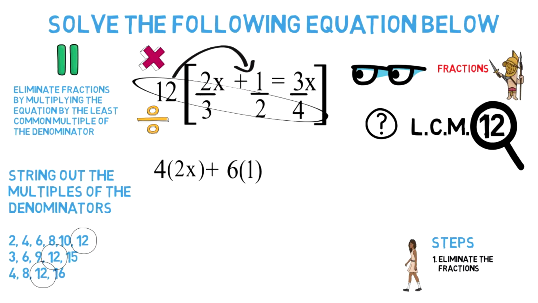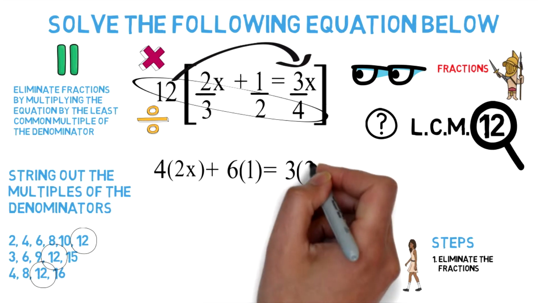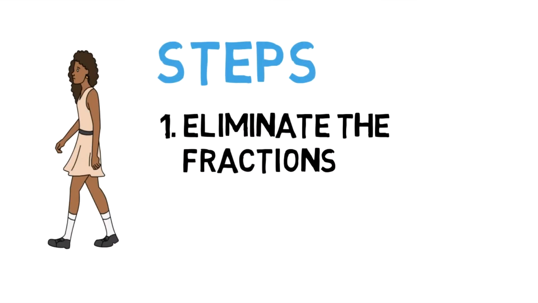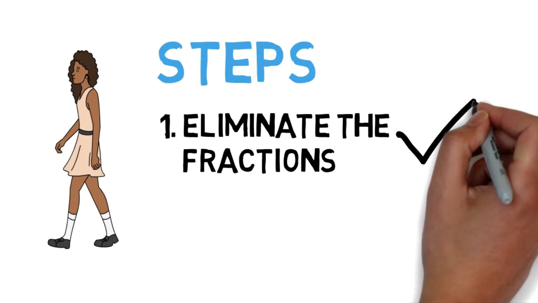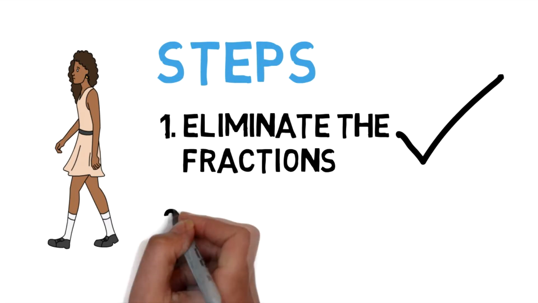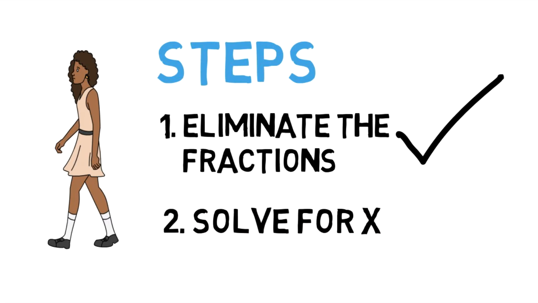Continue the process. 12 divided by 4, and then multiply that by 3x. 12 divided by 4 is 3, and then multiply that by 3x. Let's take a look at what we have here: 4 times 2x plus 6 times 1 equals 3 times 3x. We can cross out the first step because we have eliminated the fractions. Which now brings us to step 2, which is simply solve for x.